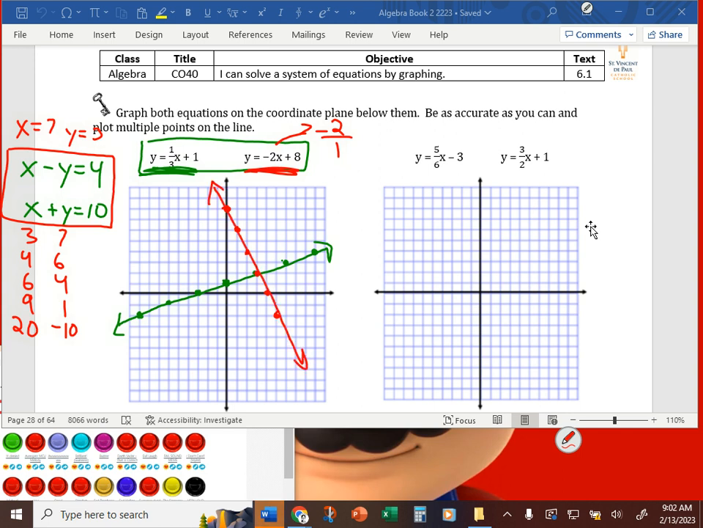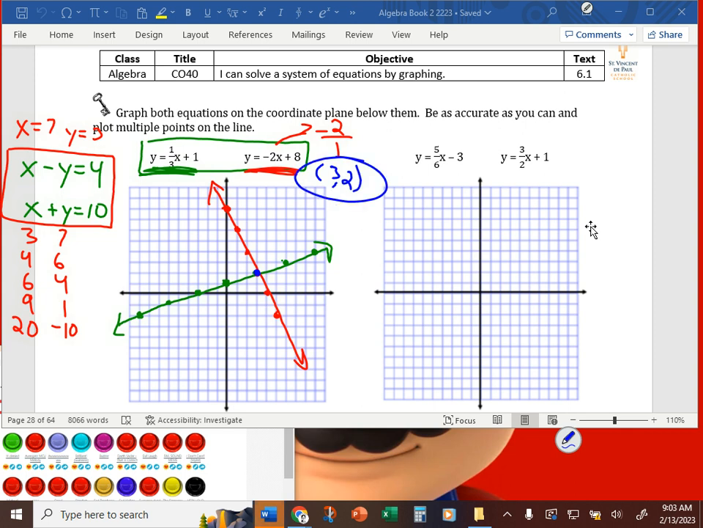Every ordered pair on the red line is a solution to the red equation, y equals negative 2x plus 8. Every ordered pair on the green line is a solution to the green equation, y equals 1/3 x plus 1. Where those two lines intersect is where the magic happens. Where those two lines intersect represents the one ordered pair, because lines don't curve, it's not going to come back around and hit it again. The one location where those lines intersect is the one ordered pair that works in both of them, and that ordered pair is 3, 2.